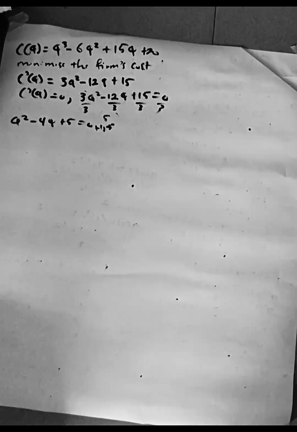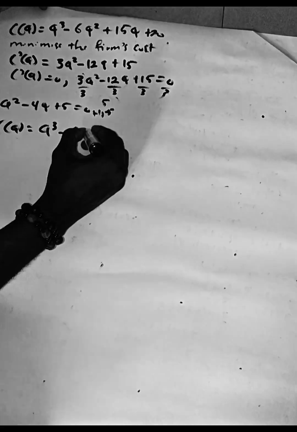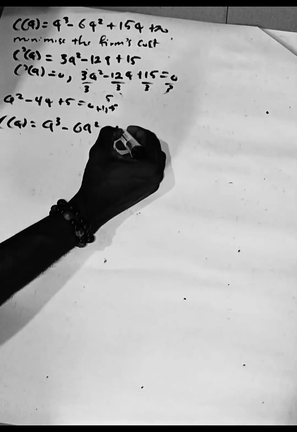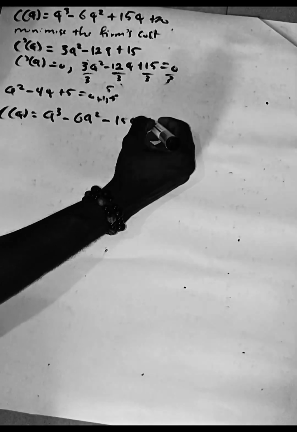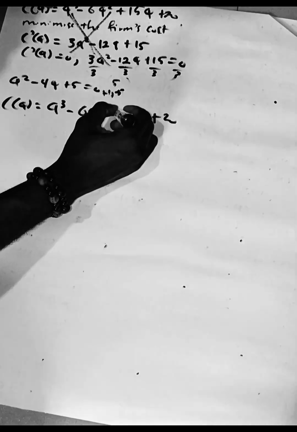Oh, my bad, this question is actually incorrect. It's supposed to be c of q is equal to q cubed minus 6q squared minus 15q, not plus, then plus 20. Yeah, it's not supposed to be plus, so this is wrong. Sorry, it's supposed to be minus.